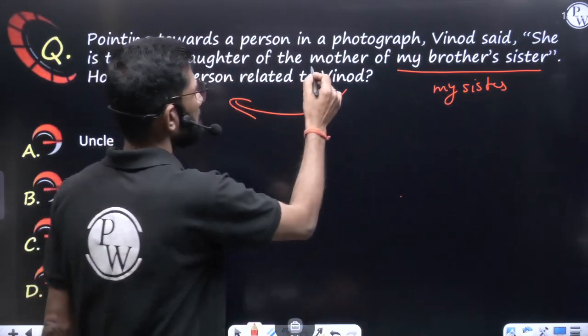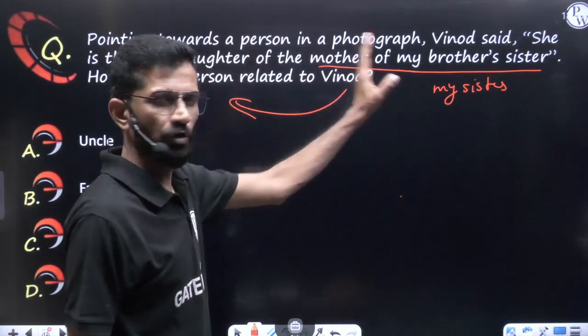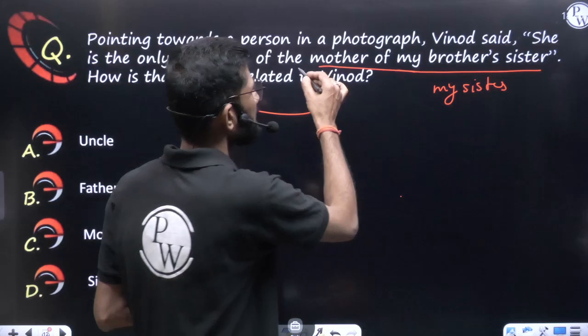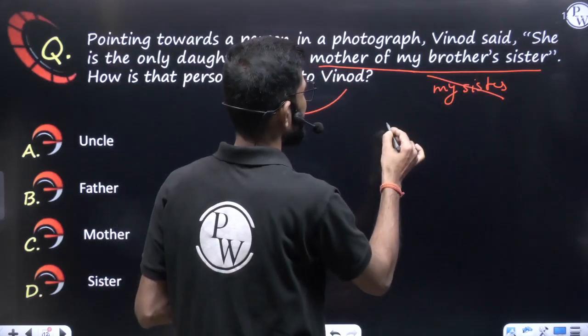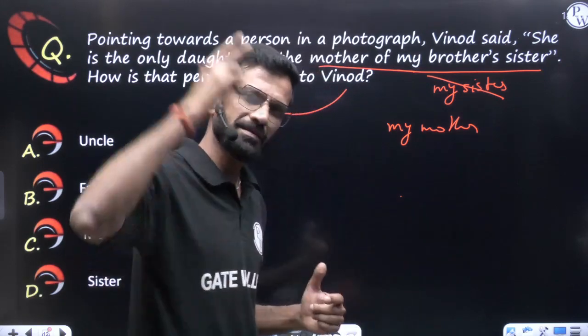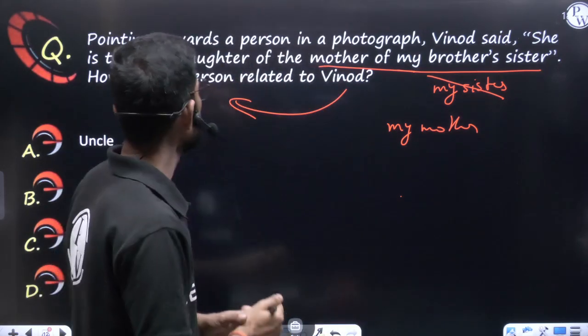Moving further, mother of my sister. More part I have joined, mother of my sister. So for this complete underlined part, I can say directly my mother. Instead of saying my sister's mother, I can call directly my mother.